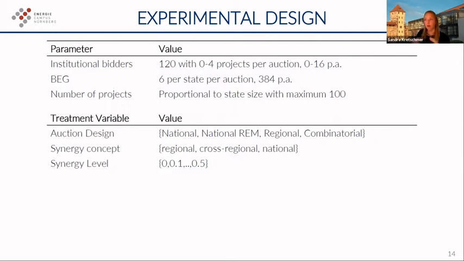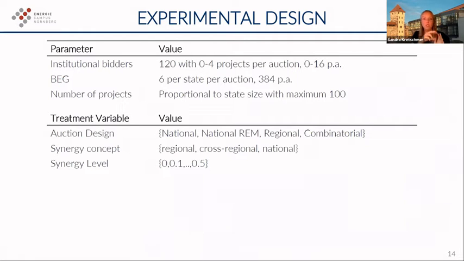Then we have our treatment variables. So this means our 4 auction designs, which we change. And then as institutional bidders can place bids in multiple auctions, they can also realize synergies, via economies of scale, if they are awarded multiple projects, either subsequently or in one single auction. There are many ways how such synergies can come into play.